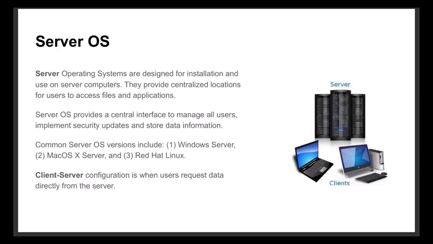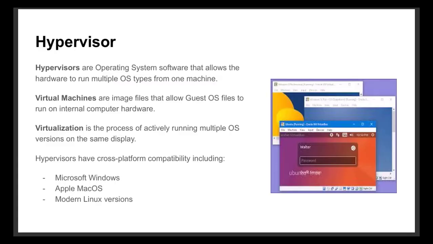And lastly, we want to discuss hypervisors. Hypervisors are a specific type of operating system software that allows us to run multiple different operating systems on one machine. Hypervisors use a technology called virtualization. Virtualization is when we can take all of the internal computing resources, such as CPU, storage, and RAM memory, and we can segment them for the different operating system versions that we are running on our machine.